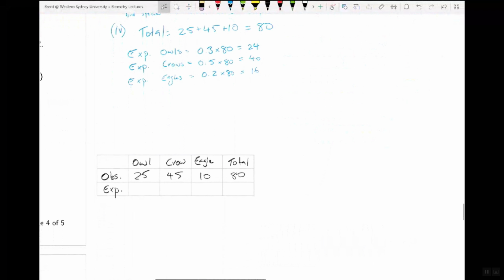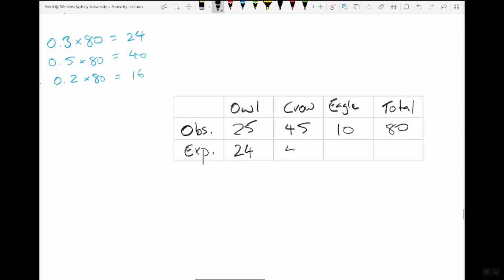So the chi-squared formula says that we should add up from 1 to however many categories we have in our qualitative variable. We have 3, owls, crows, and eagles. From 1 to 3, I want to take the observed count minus the expected count in every category, square it, and then divide it by the expected count. And that's why I kept that table there, so that I could keep an eye on the observed and expected and make sure that I'm matching them up correctly as I should. So I'll do this one slowly for you.